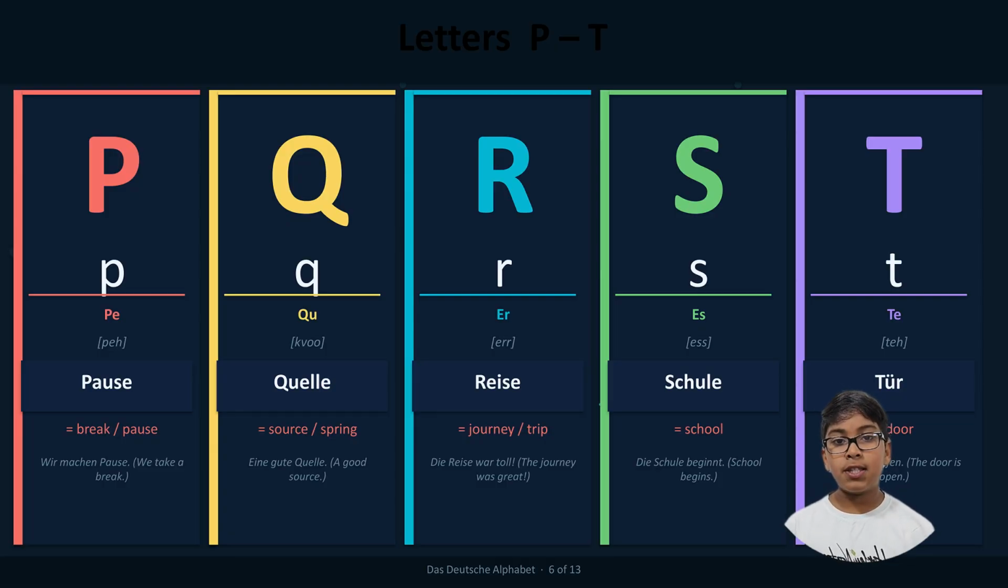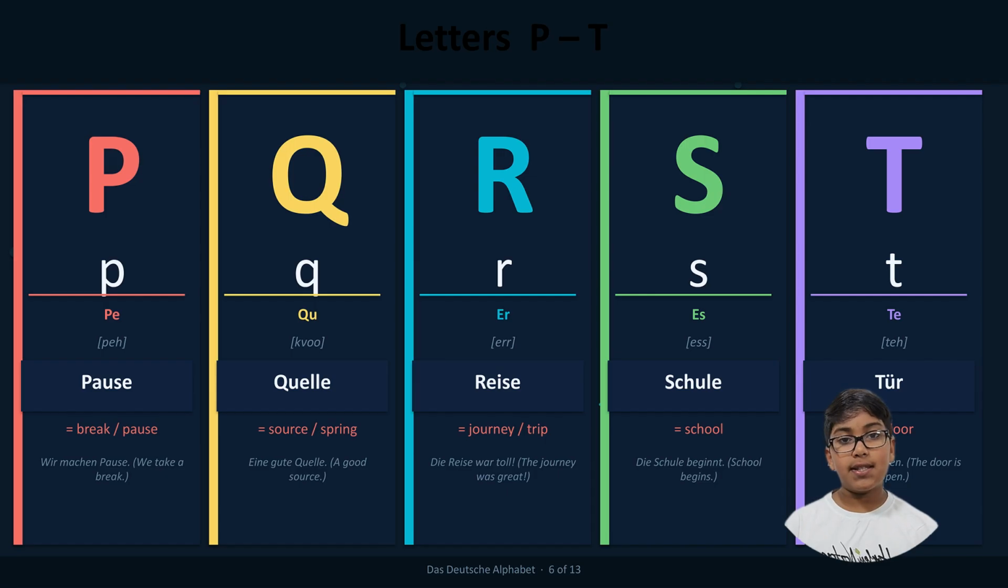Q, pronounced as Q. In German, Q is always followed by the letter U, and together they sound like "kv", not like "kw" in English. The example word is Quelle. Say it. Quelle. It means source or spring. Eine gute Quelle. A good source.